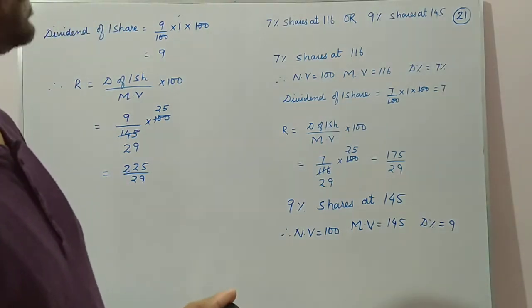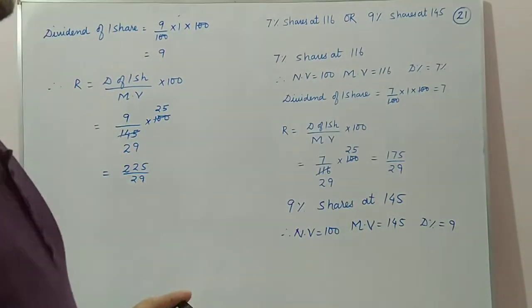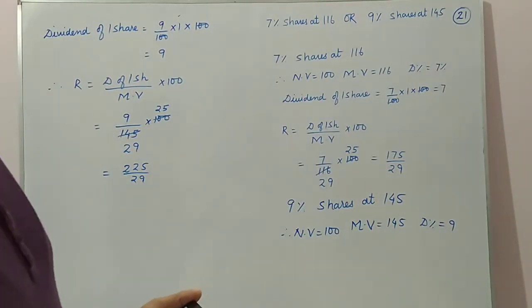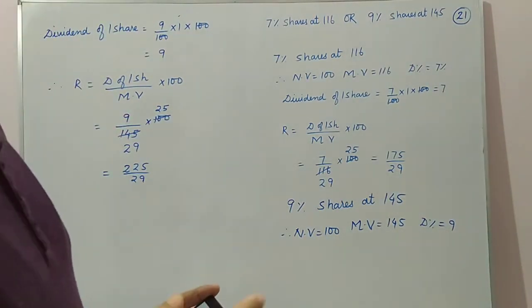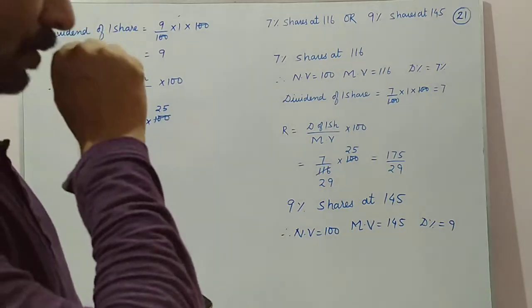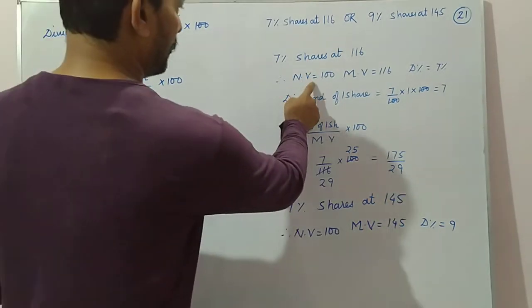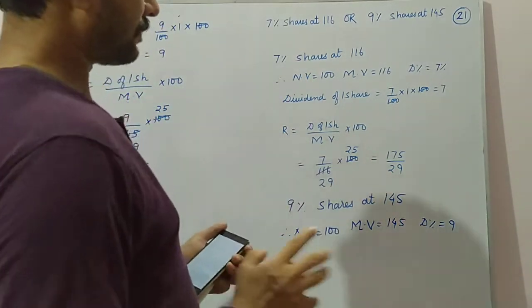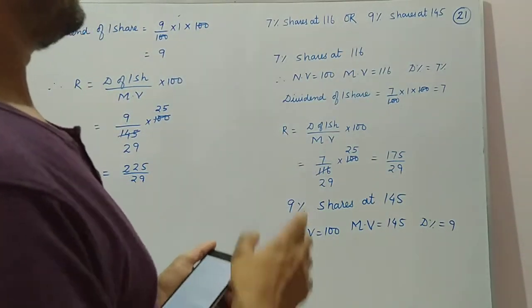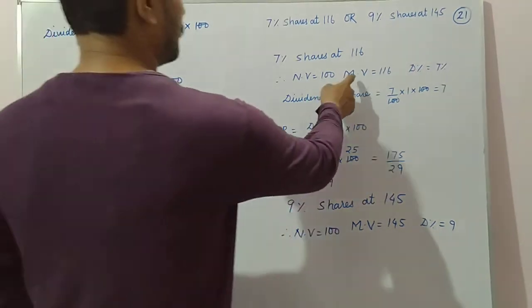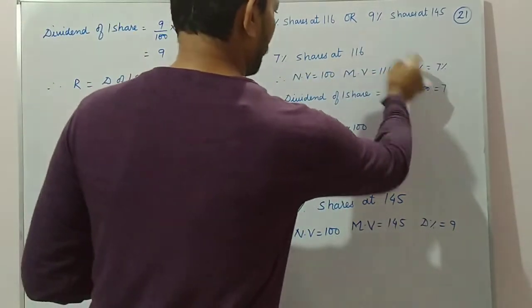So first of all, what we are doing here, first suppose here 7% shares at 116, 9% shares at 145. So here we will determine, we have to find out which is more profitable. So for more profitable shares, we have to find the profit percent. So what we are doing here, this is 7% shares at 116, therefore nominal value is 100. Whenever this type of quotation is given, 7% shares at 116, that means what? Nominal value is 100, market value is 116, and dividend percent is 7%.